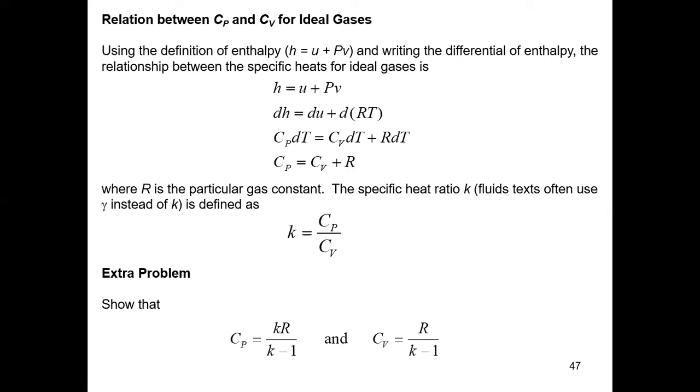So using the definition of enthalpy, H is equal to U plus PV, and writing the differential of enthalpy, the relationship between specific heats and ideal gas is this: dH is equal to dU plus d(RT), or Cp dT for dH, and for dU write Cv dT plus R dT. So Cp is equal to Cv plus R. And the specific heat ratio k is equal to Cp over Cv.